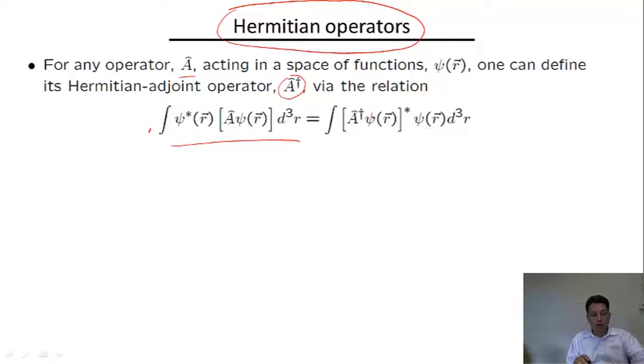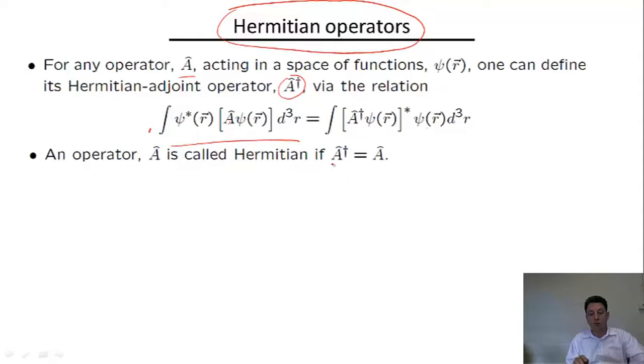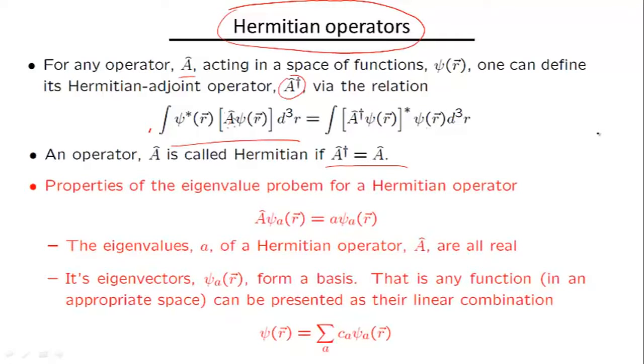An important class of operators that appear in quantum mechanics are called Hermitian operators, and they're characterized by the fact that their Hermitian adjoint is equal to the operator itself. So they are called Hermitian. The importance of the Hermitian operators manifests itself if we look at the properties of their eigenvalue problem. In general, if we have an eigenvalue problem for an arbitrary operator, there is no guarantee that its eigenvalues are going to be real.